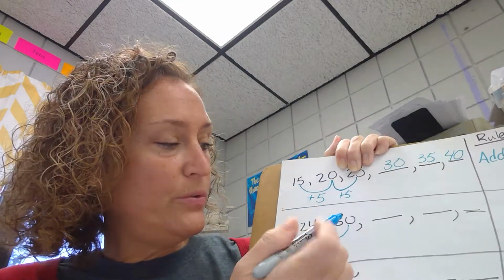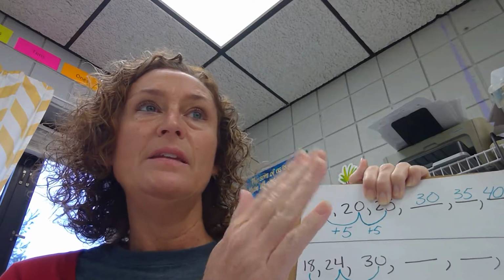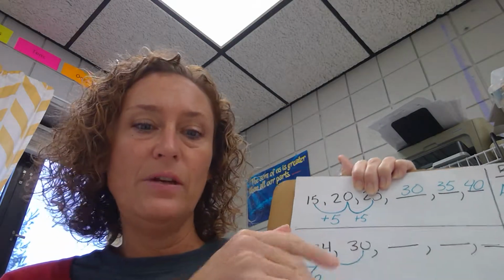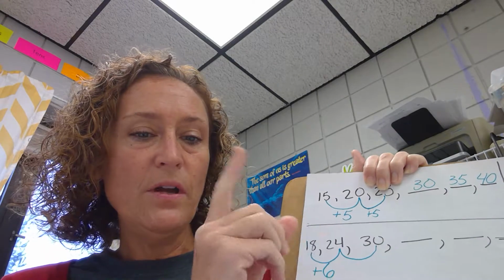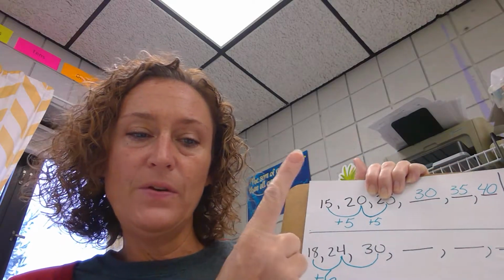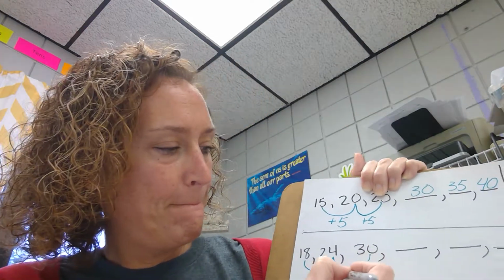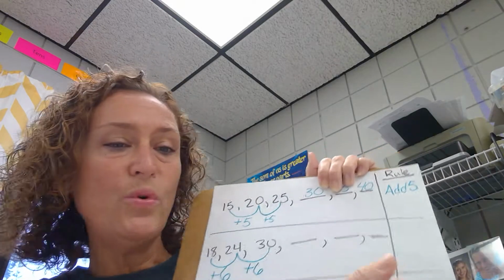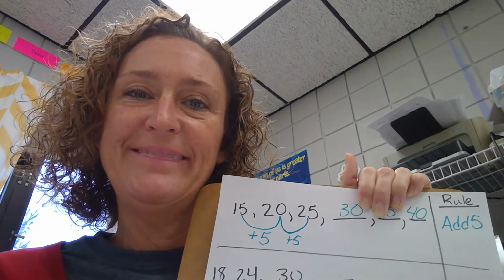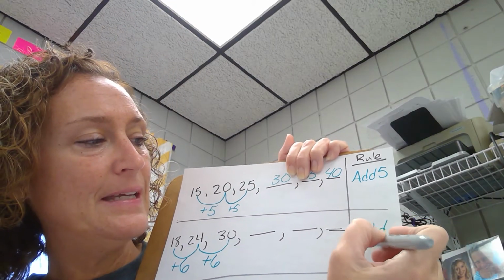We need to go ahead and see if this next one, 24 to 30, is still adding 6 to make sure we didn't make any mistakes, or if it's a pattern that increases and then decreases and then increases and then decreases. So 24, 25, 26, 27, 28, 29, 30. That was adding 6 again. So my rule I need to write is what? That's right. Add 6.